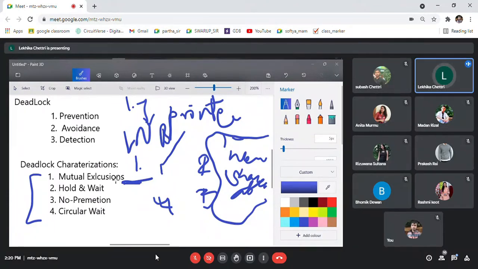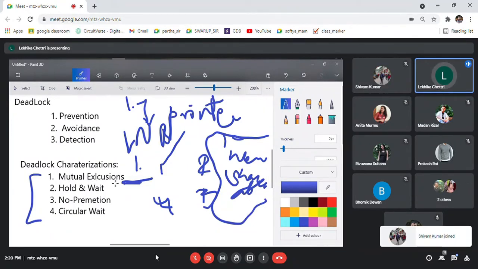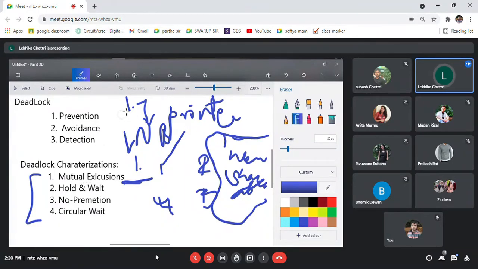Mutual exclusion means there is one non-shareable resource. If so, we have to maintain mutual exclusion, and then it may lead to deadlock. Now next is your hold and wait.